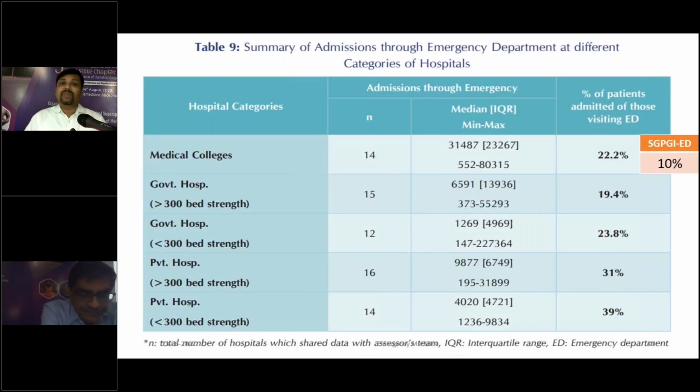Now, a summary of admissions through the emergency. Medical colleges across the country which were enrolled for this study had admitted 22.2% of their ED visiting patients. I wish to repeat, the medical colleges admitted 22% of all patients who reported to the ED. At SGPGI ED, as we presented earlier, 10% of visiting patients got admitted.